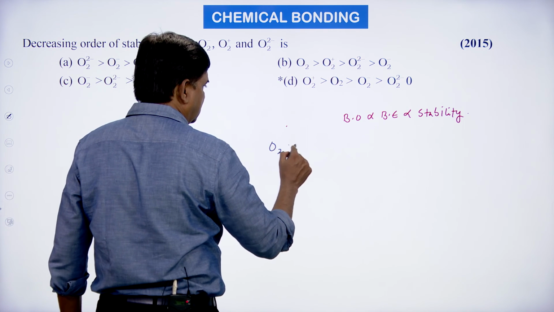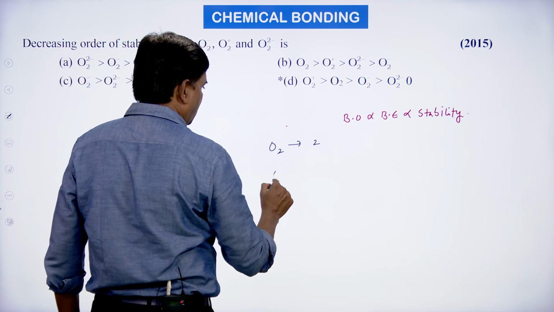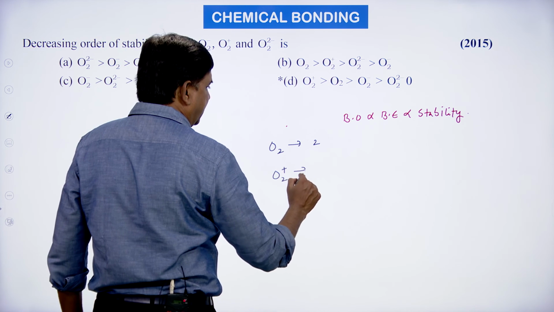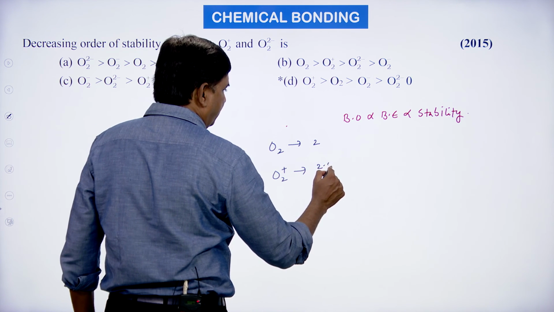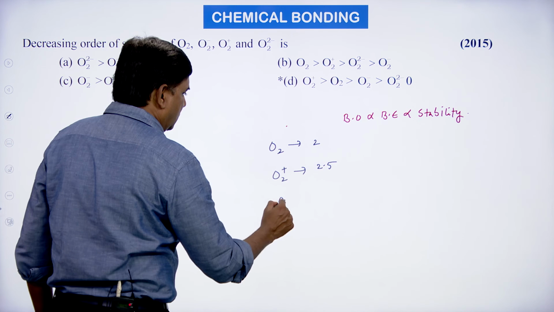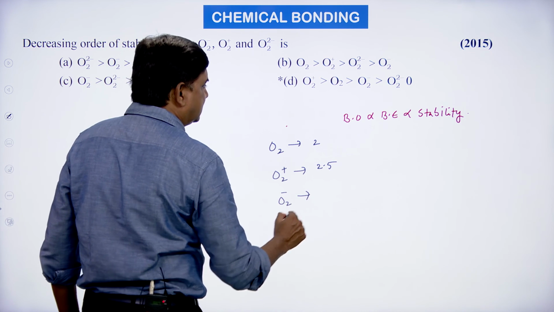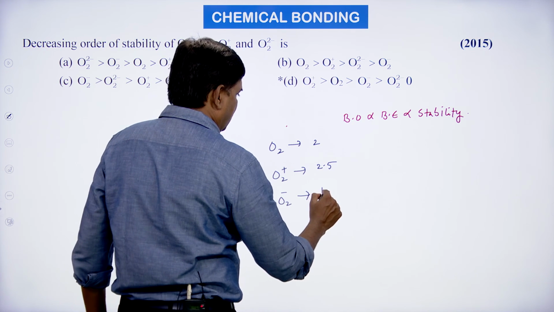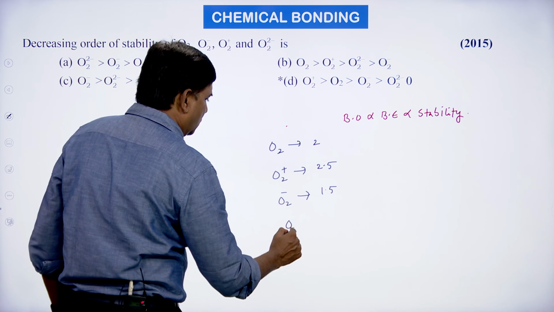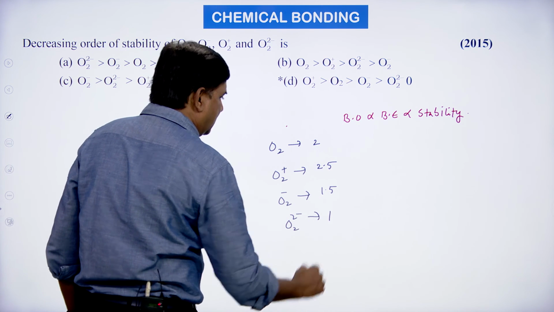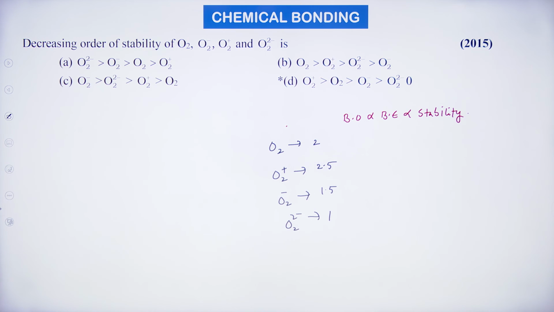O2 is 2, O2 plus is 2.5, O2 minus is 1.5, O2 2 minus is 1. So the highest bond order will be O2 plus greater than O2, O2 greater than O2 minus, O2 minus greater than O2 2 minus. So the answer would be D.